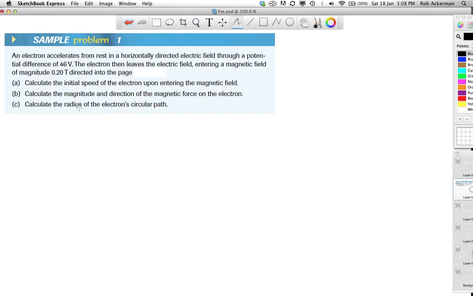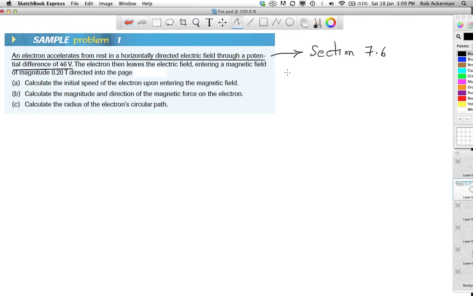Now, I got to warn you, there are two things going on in this problem, and we have to separate them. The first part, which I'm going to underline so that you can see what it is, is the electron accelerating through an electric field where the potential difference is 46 volts. If you forgot section 7.6 in your textbook, you've got to go back there. Remember the motion of charges in an electric field? That's what this part is about.